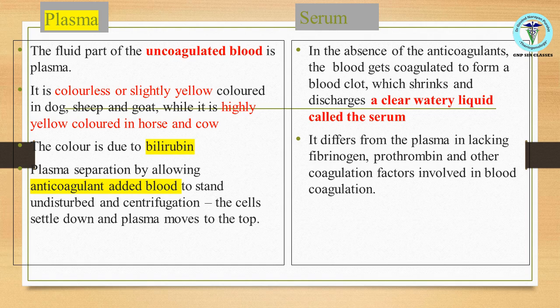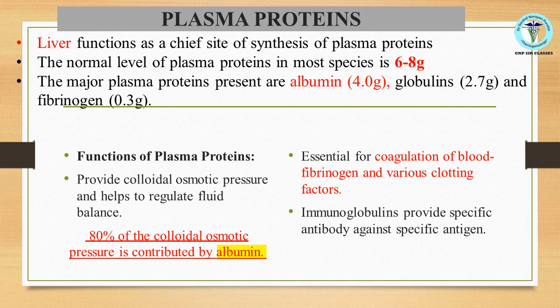Plasma is the fluid part of uncoagulated blood, while serum is the clear liquid that separates when blood coagulates. Plasma contains fibrinogen, which is absent in serum. Plasma proteins, synthesized in the liver, include albumin, globulins, and fibrinogen. They help in osmotic pressure regulation and blood coagulation.